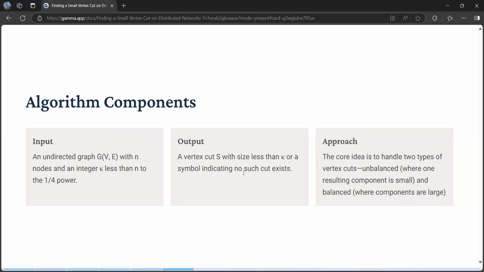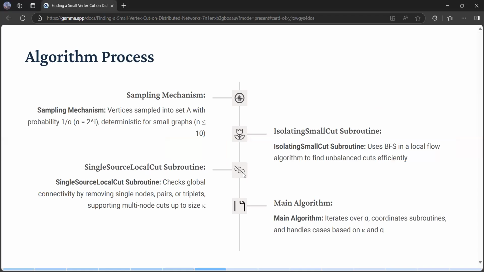Anytime a cut is applied on a network, the graph is split. If we have one component which is very small, we call that an unbalanced cut, and where components are larger, these are balanced cuts. So how does the algorithm actually work? The algorithm has a couple of subroutines and a statistical approach to find the vertex cut, and a merge between approximate and exact approaches. We have a main algorithm that iterates over alpha, which is our probability function, and it coordinates all these subroutines to find the vertex cut. On an intuitive level, this is how it works.